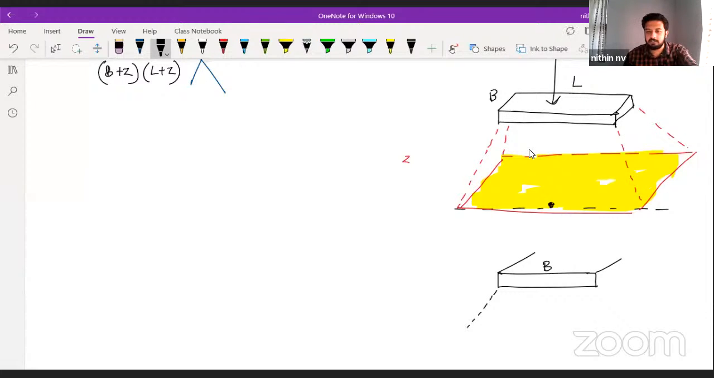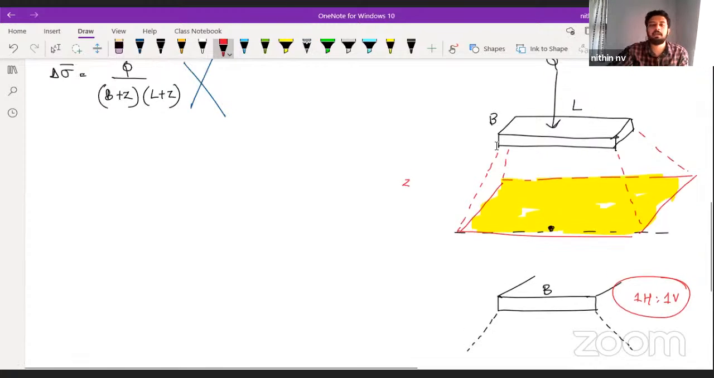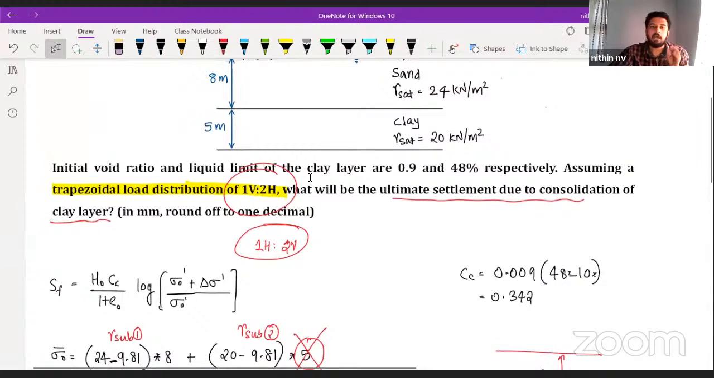Now if there is a distribution happening which is 1 horizontal is to 1 vertical, generally this is what they used to give in the question. I was just making a modification, just a twist. I just want to let you know that, or properly check that. They can make a level 3 type of question.